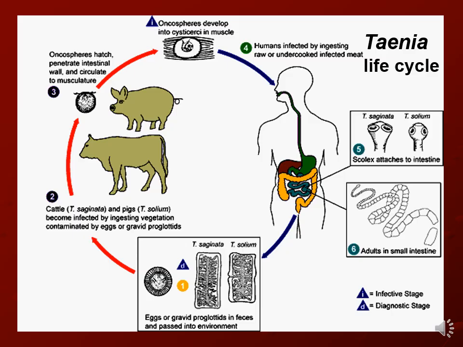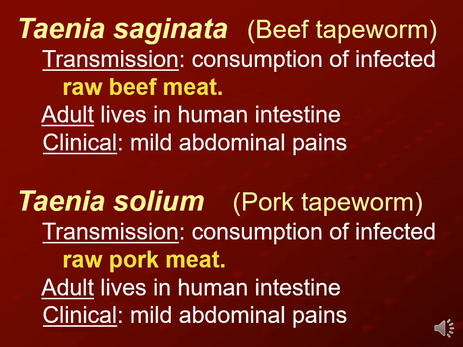Those eggs, if the human stools containing those eggs contaminate pastures of those animals, the pig and the cow, then while they are grazing or foraging for food, they may ingest those eggs, which develop into cysticercae in their meat, and hence the cycle will be completed.